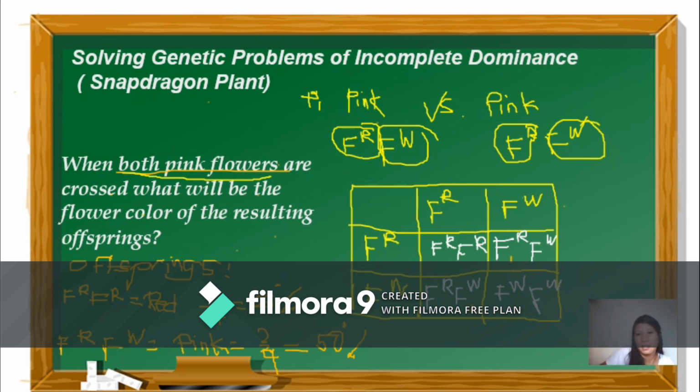Okay? And the last one, we have F raised to W, and then F raised to W. O, sisino lang sa inyo to. So, that will be white. Diba? Okay. Ilang white? That is 1 over 4, which is equivalent sa 25%.